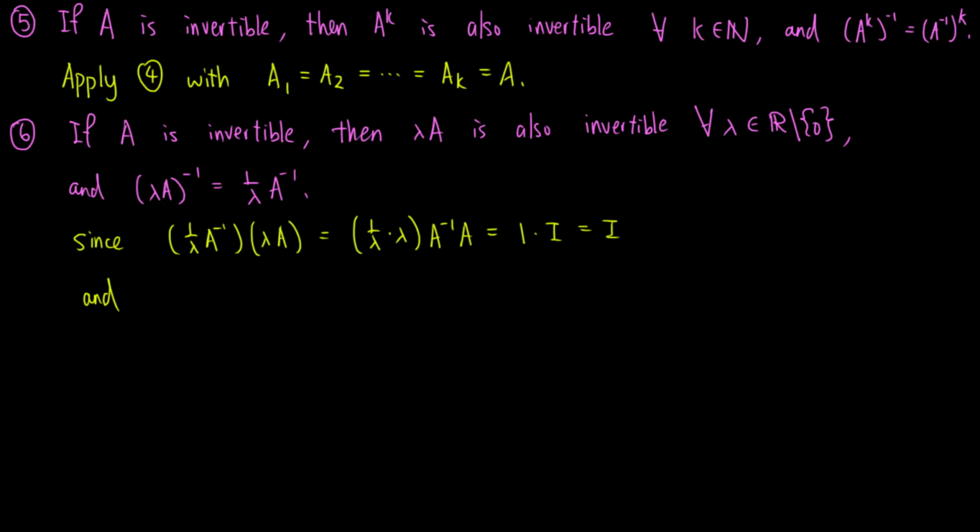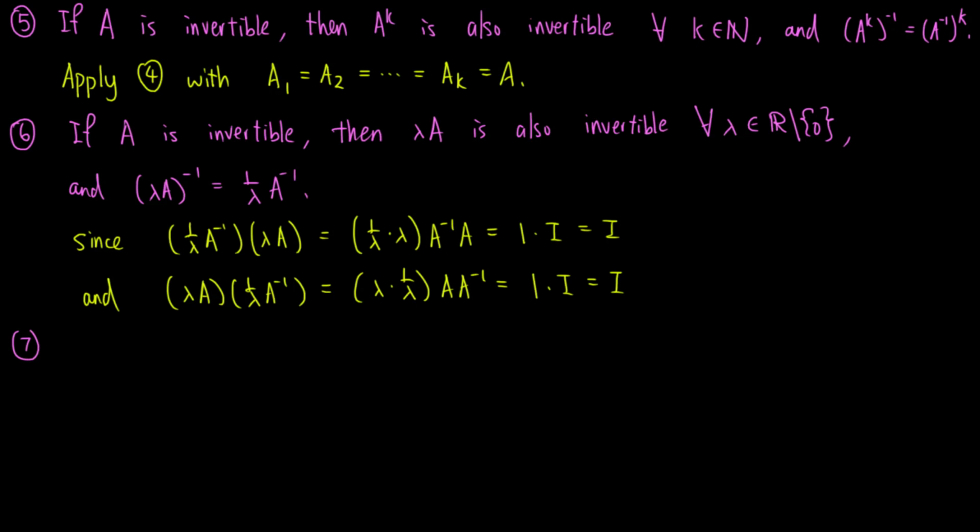Similarly, if we consider bracket lambda times A times bracket 1 over lambda times A inverse, we have bracket lambda times 1 over lambda times A inverse. So we have 1 times I, which is again I.